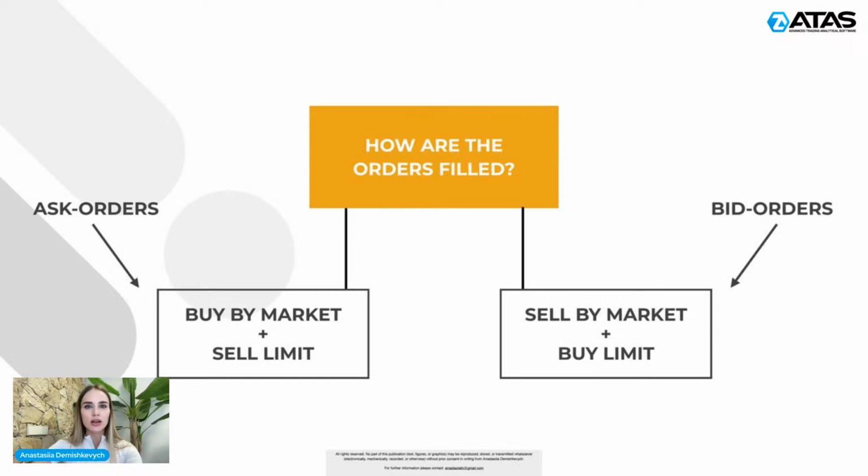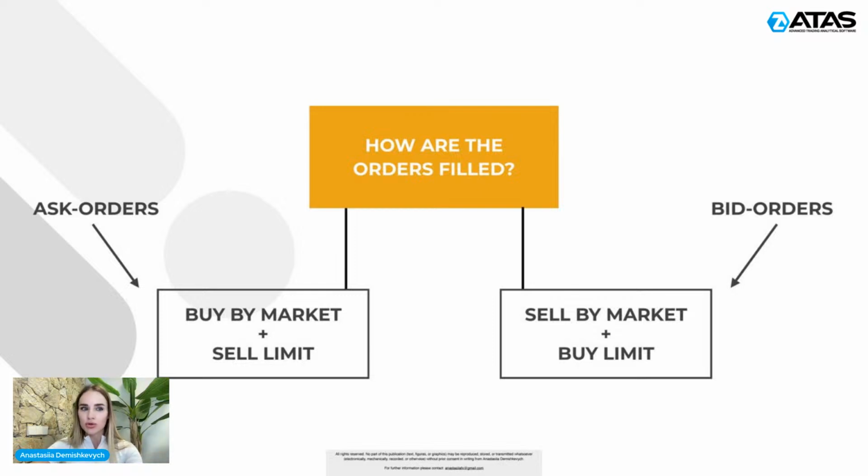So if this wasn't clear enough, let's break it down with a very simple example. Imagine that you want to buy a stock right now, at this very moment. You send a buy by market order and it immediately gets filled against the sell limit order. So in this case, you are an aggressive buyer on the ask side and the seller is passive. They just placed the limit order and waited. So this is going to be recorded as the ask type of order.